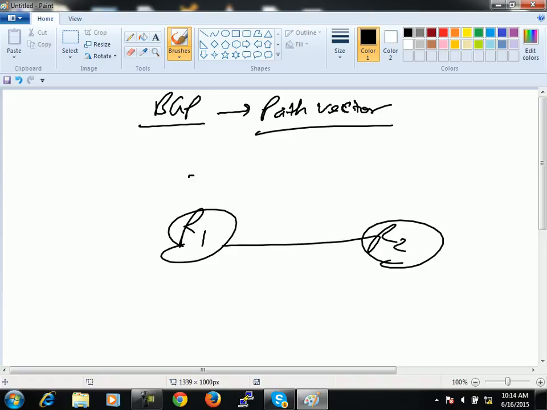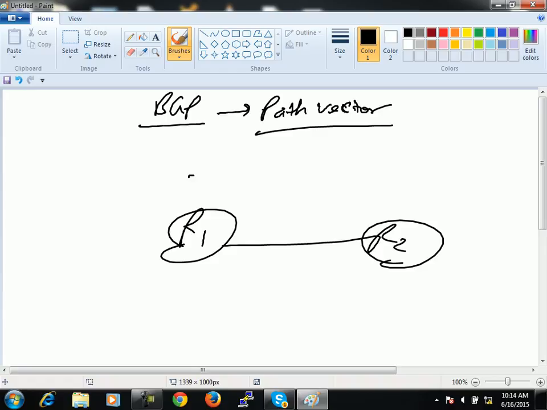Its routing table or its BGP table will never crash if you inject a lot of prefixes in it. However, IGPs such as OSPF or EIGRP have a maximum limitation for their database table as well as routing table. In most cases we say that IGPs cannot handle more than 1000 prefixes, 1000 routes inside their routing table as well as database table.